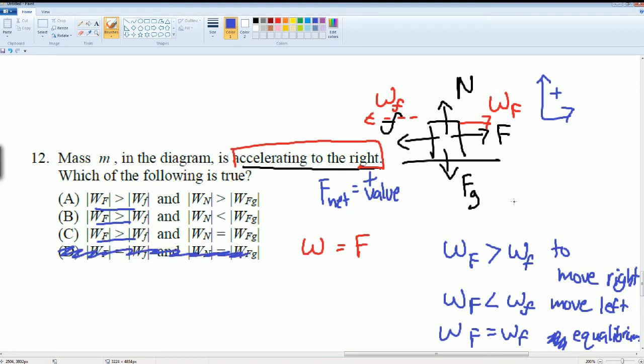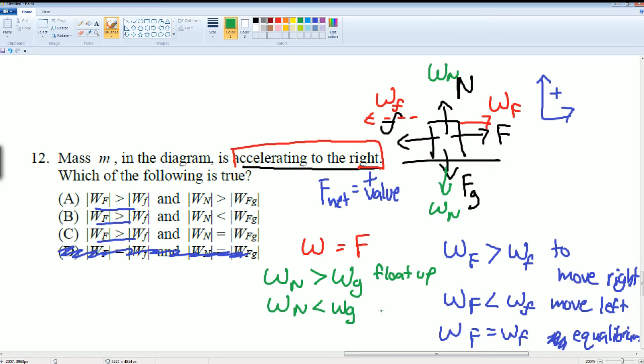Now, what also has to happen? People don't understand, but there's actually work up. There's a work caused by the normal force, and there is work by gravity. But is it going up or down? It's not. If work of normal is greater than the work of gravity, this means it floats up. If work normal is less than work of gravity, it digs in the ground. If work normal is equal to work gravity, this means it's at equilibrium.